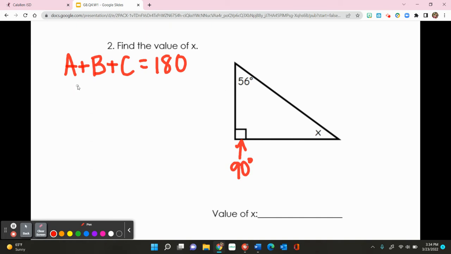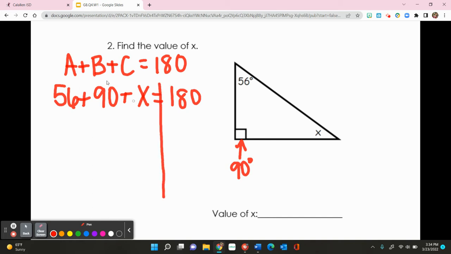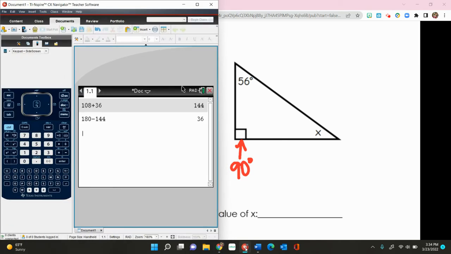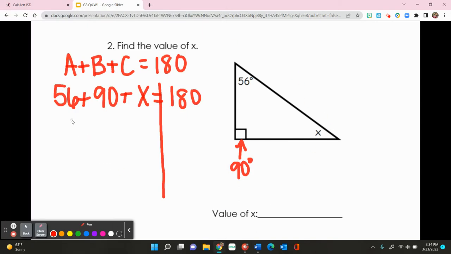So I'm going to add together my three angle measures. So I have 56 plus my second angle measure is going to be 90, plus my third angle measure is going to be x. And I'm going to set this equal to 180. Well, now I'm going to draw a line through the equal sign and I have to solve. So first I need to combine like terms. So I'm going to combine 56 plus 90. So 56 plus 90 gives you 146. So 146 plus x equals 180.